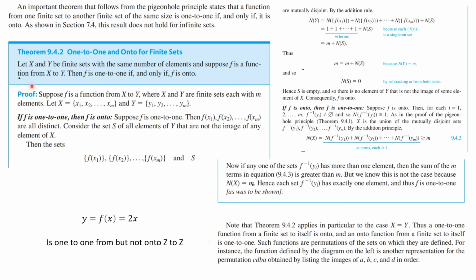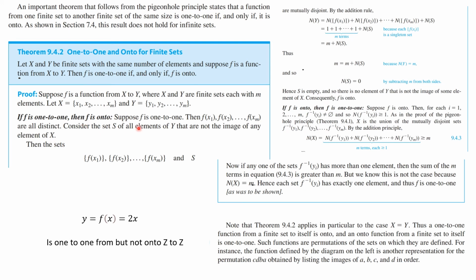Let's look then at the proof of this, and again it hinges on being finite sets. So suppose f is a function from X to Y, and X and Y are finite sets, each with m things. Now if f is 1 to 1, then it is onto, and this is the proof of that. We have to go both ways. This is if and only if.